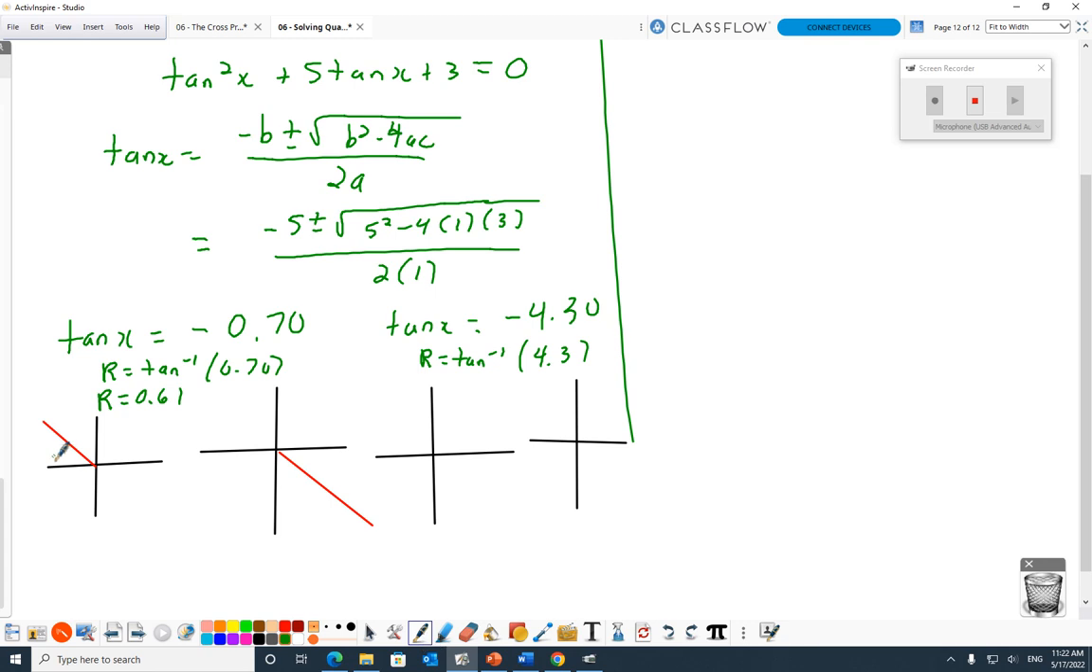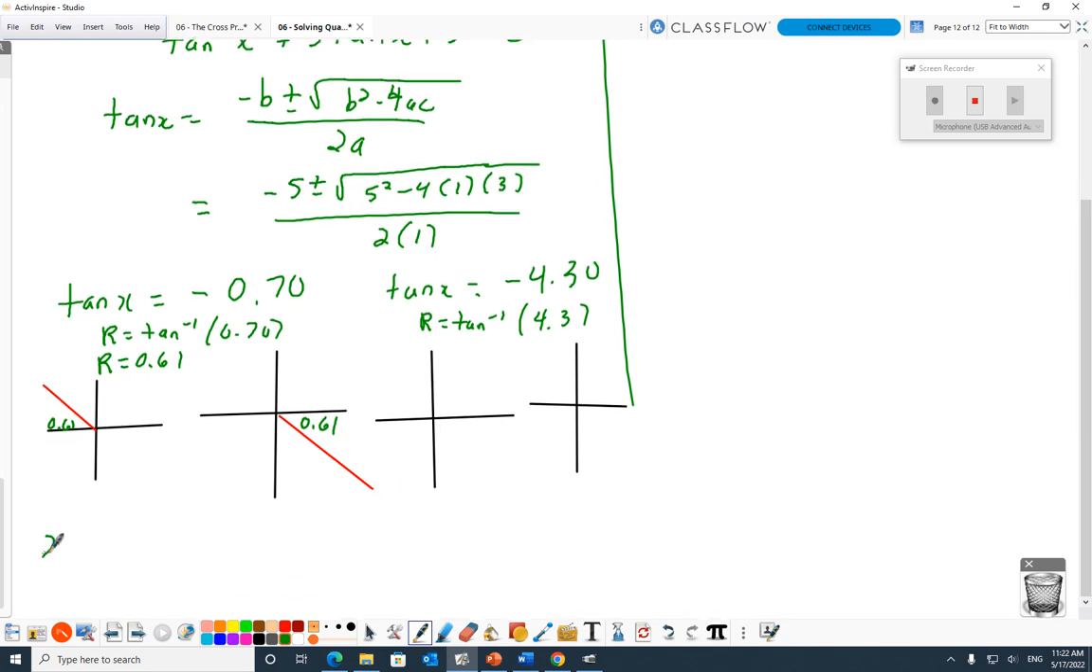And now we need somebody very brave and right on top of this to go, how do I get my 2 answers here? X equals 0.61. Looks weird, but it's right. How do I get this angle here, in radians? Your brain screams, well, if it was degrees, it'd be 180. But it's not degrees, so what is it? It's pi. So we go pi minus 0.61.